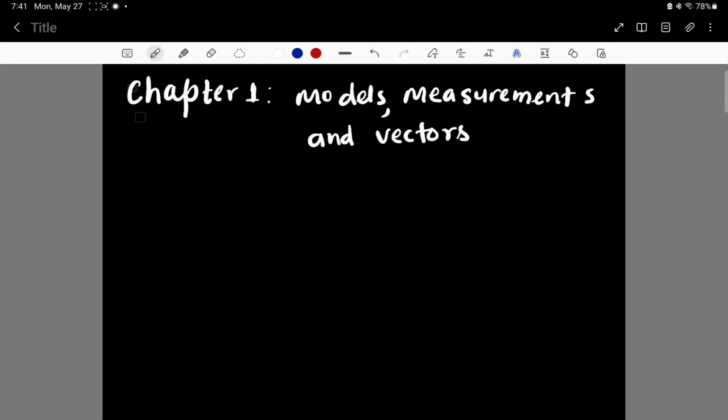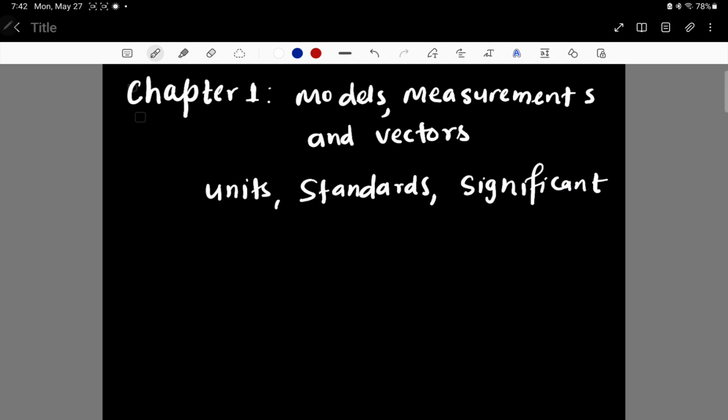In the first chapter, we will discuss models, measurements, and vectors. I'm not going through everything in detail, but I will be covering in this short video the very important things you need to know from chapter 1. So basically, I will talk about units, standards, then I will go over significant figures, and finally about vectors. So these are 3 to 4 most important things you should learn from chapter 1.